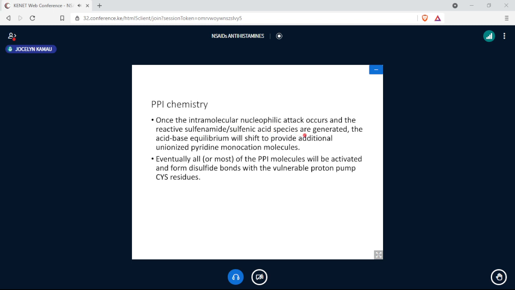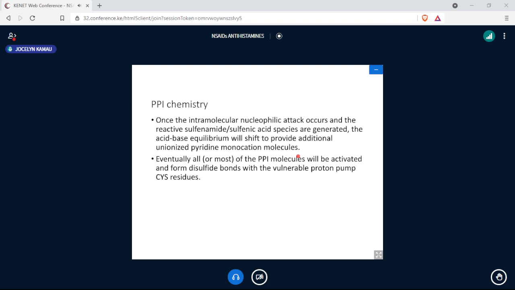Once the intramolecular nucleophilic attack occurs and the active sulfonamide and sulfenic acid species are generated, the acid-base equilibrium will shift to provide additional unprotonated pyridine monocation molecules. That is what happens in all equilibriums. Once you remove one moiety, you shift the equilibrium, because the equilibrium constant is a constant. That is Le Chatelier's principle: removal of any moiety within the equilibrium will force the equilibrium to shift so that you maintain the constant K. If you do not do that, then you will change your equilibrium constant.